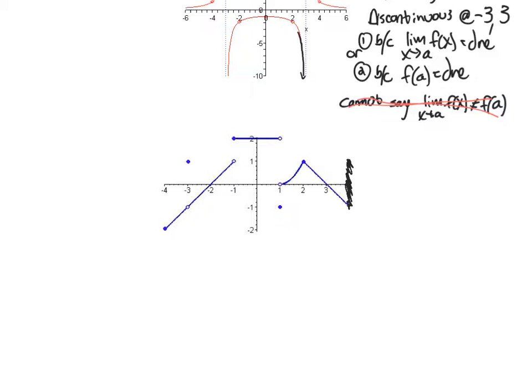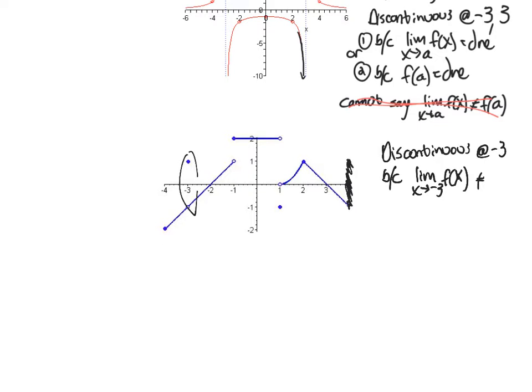Okay, so let's take a look at where it's discontinuous. Let's work our way left to right. Here, at -3, it's discontinuous because, okay, it looks like the limit exists, the value exists. The limit as x approaches -3 of f of x does not equal f of -3. It looks like the limit's equal to -1. However, the value is +1. That would not be equal.